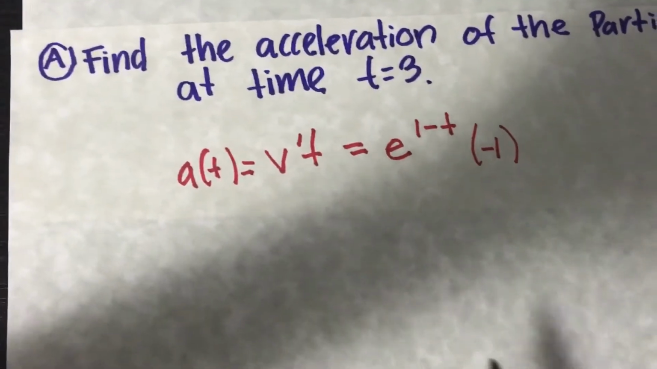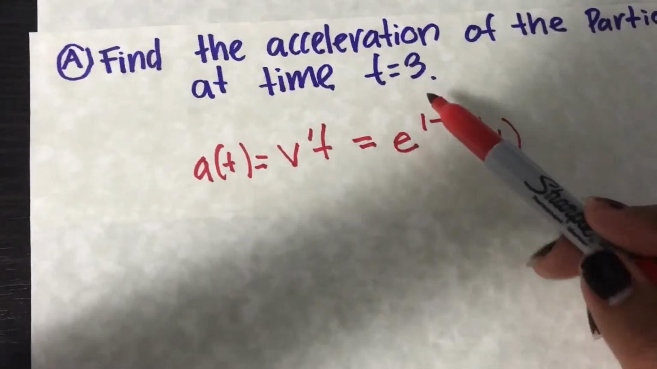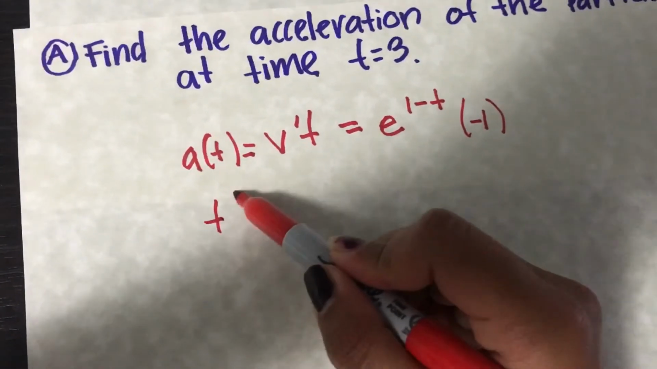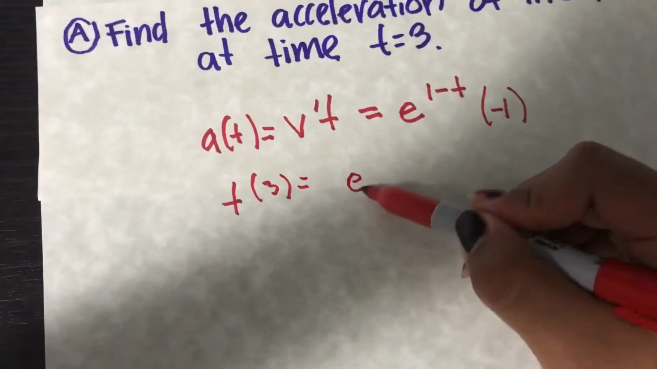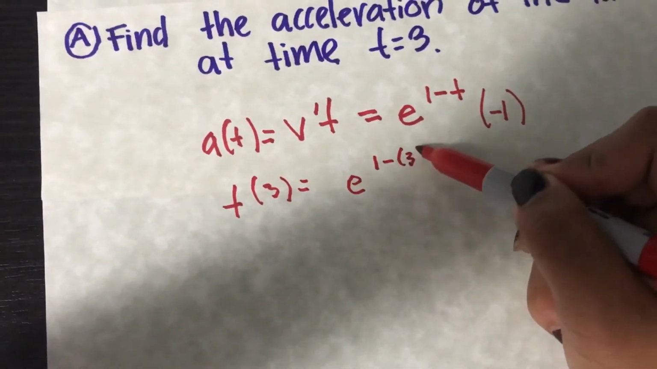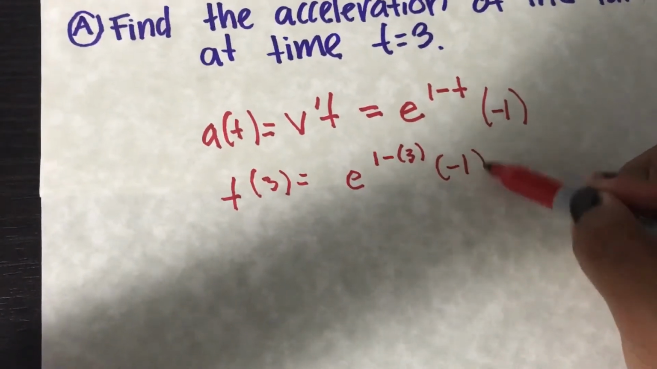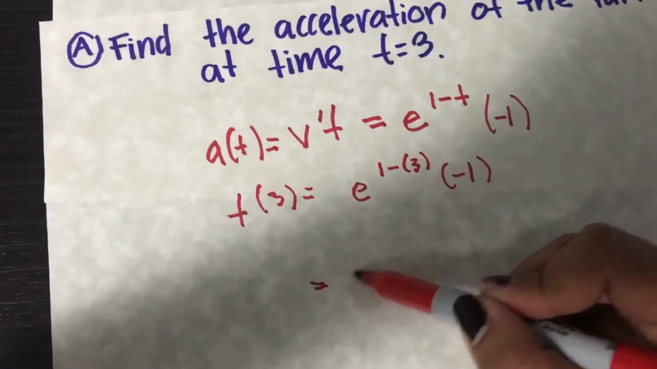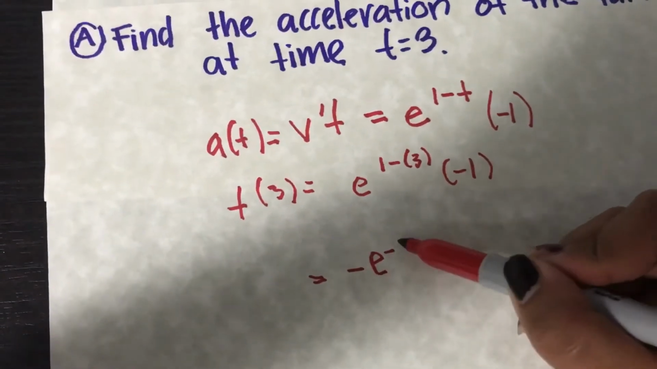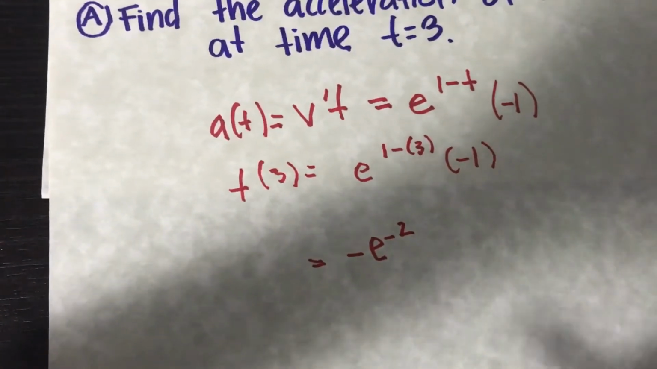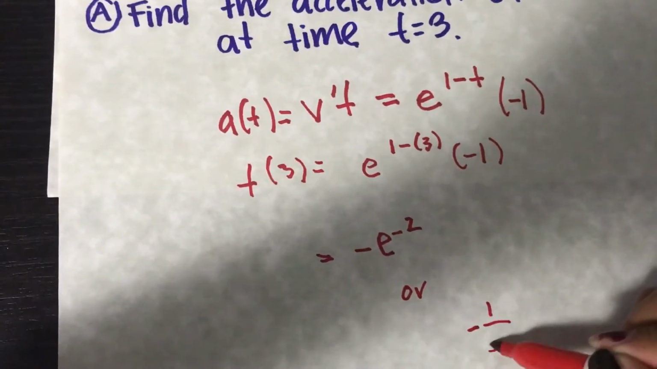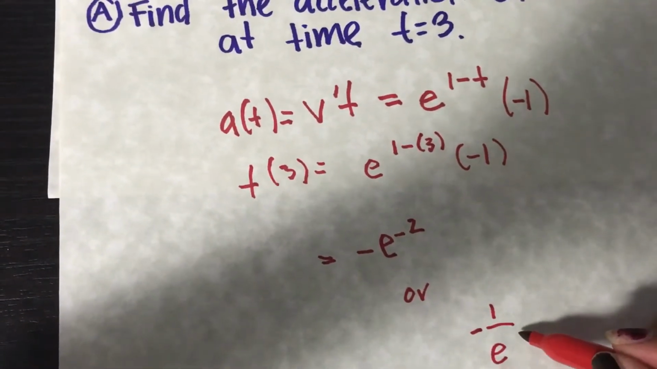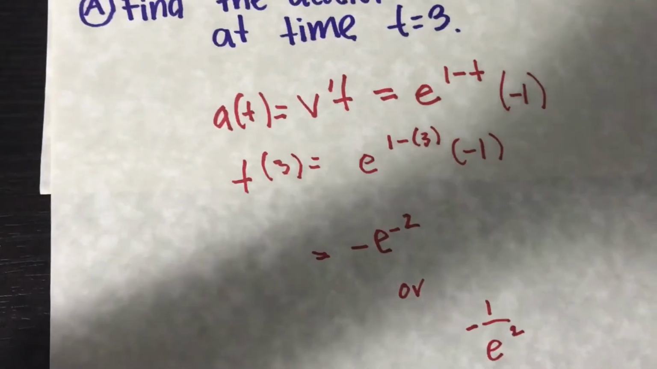So now what you do is you substitute in t equals 3. Now when you substitute it in, you would be getting, or another way to write it, you will have -1 over e to the power 2.